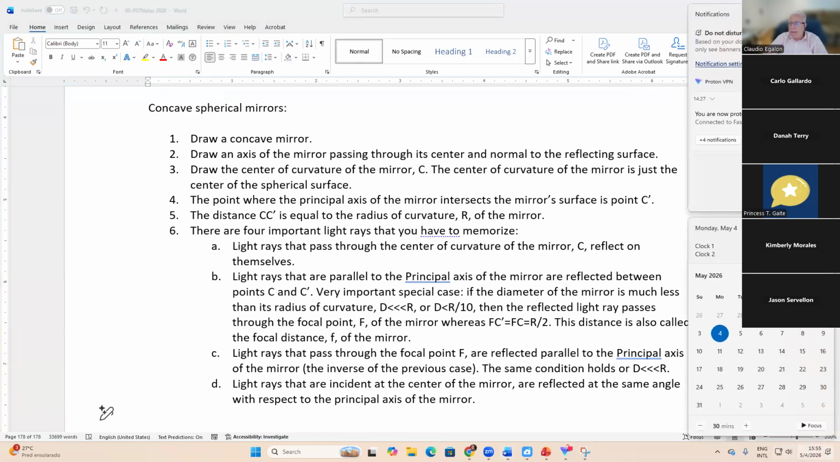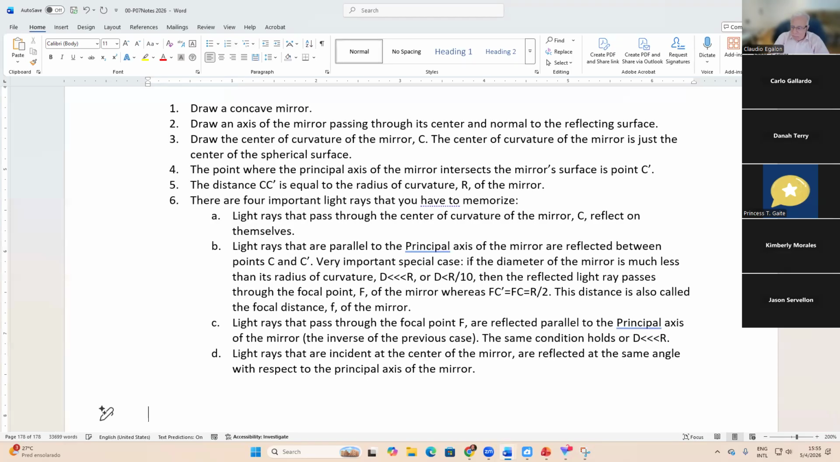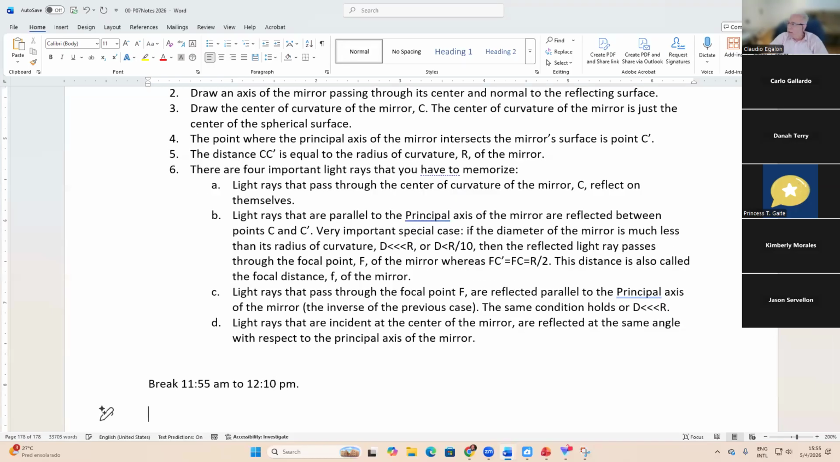That's 11:55, right? Let's have our break. And when we come back, we are going to do some examples of how we use this information, okay? Break, 11:55 a.m. to 12:10 p.m. Okay, so I see you in 15 minutes.